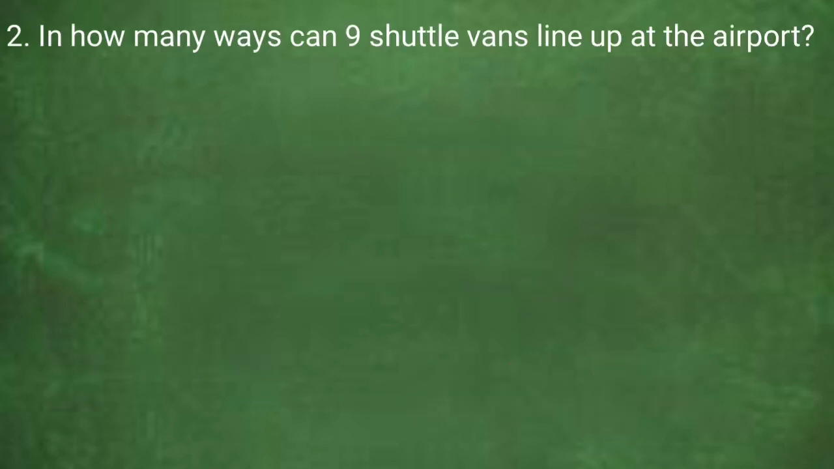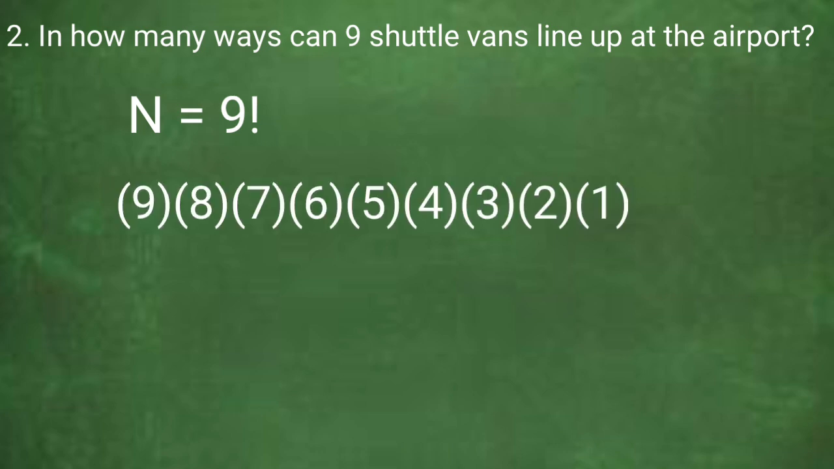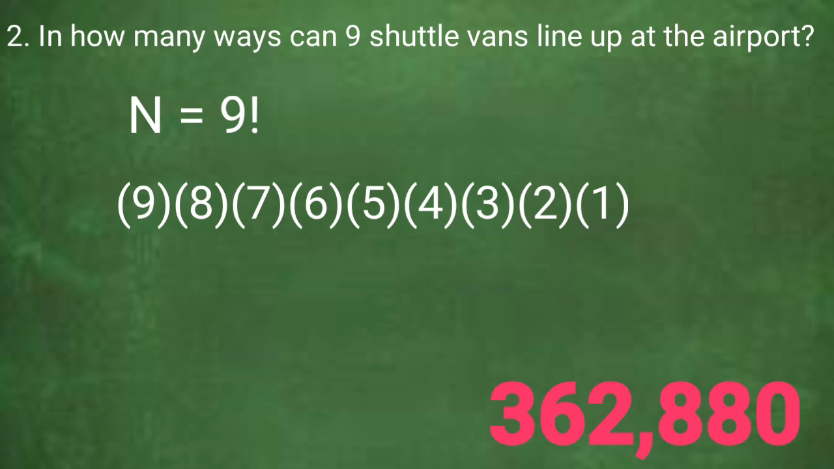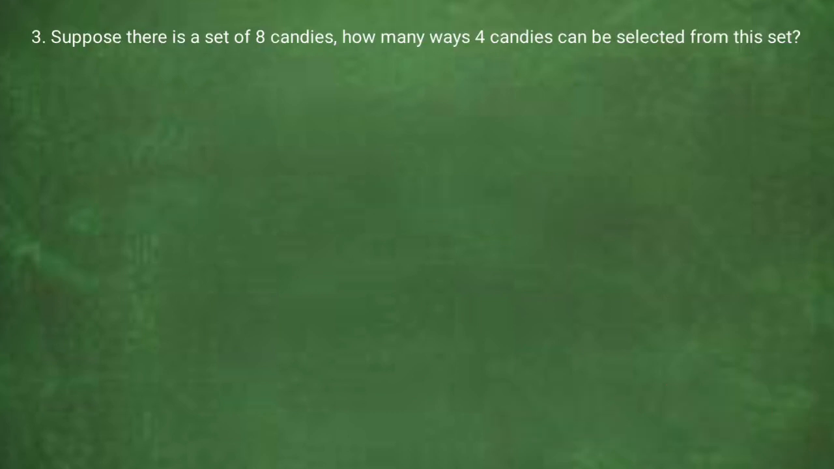Word problem 2. In how many ways can 9 shuttle vans line up at the airport? Now, this is an easy question as n, or total of items, equals 9 factorial. 9 times 8 times 7 times 6 times 5 times 4 times 3 times 2 times 1. The answer is 362,880. That is the final answer. There are 362,880 ways for 9 shuttle vans to line up at the airport.